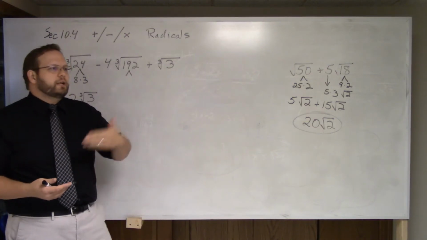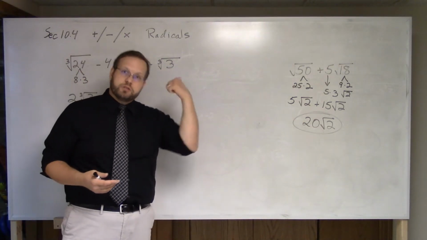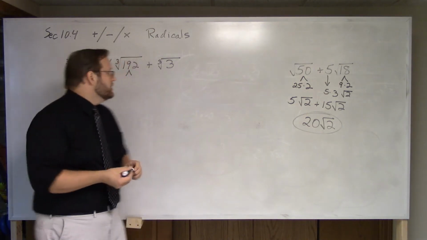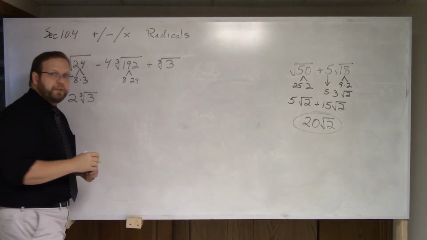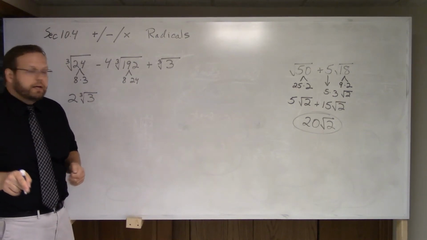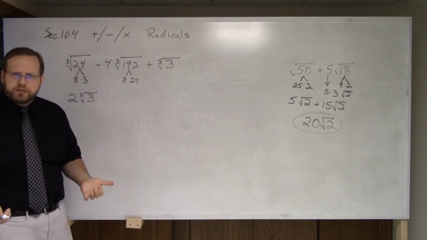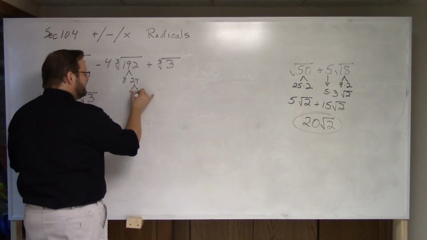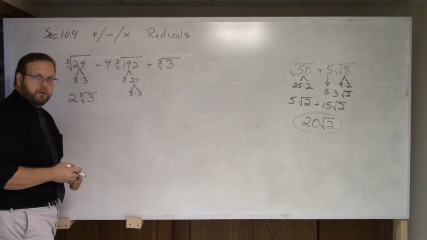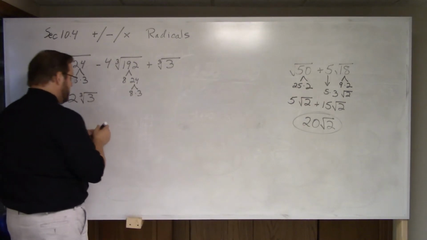If that didn't work, I'd go 3 cubed, 27. Does 27 go into that? And so on. So I get 8 times 24. Now don't stop there. Okay? I picked 8, but 24, there's another perfect cube that goes into there. I can break that up into another 8 times 3. Okay? So watch how this is going to come out.